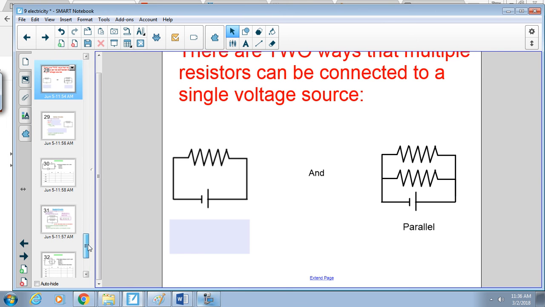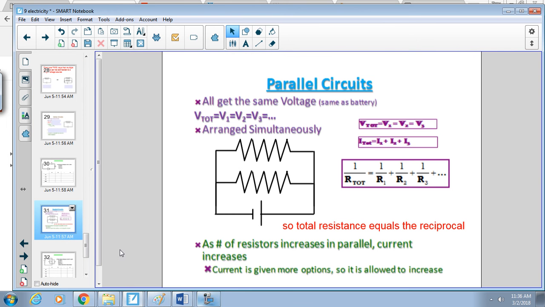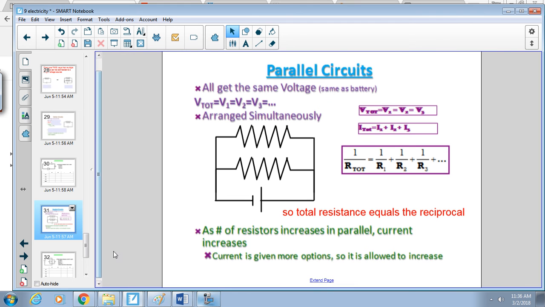So the first thing we want to do is go through some of the things that are different from a series circuit. The big thing here is our voltage will remain unchanged. Our voltage will be whatever the battery is. If the battery was 10 volts, then the voltage will always be 10. If it's 120, it will always be 120. If it's 300, it will always be 300. So the voltage is not going to change.